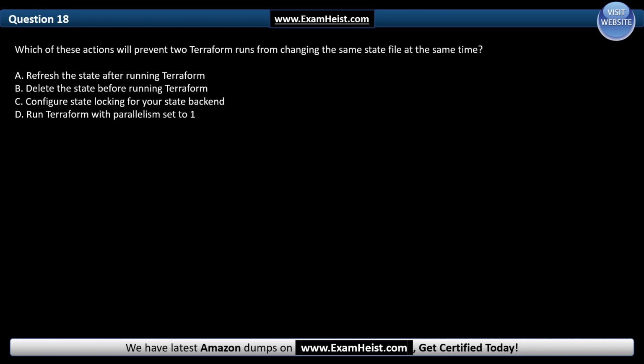Question 18. Which of these actions will prevent two Terraform runs from changing the same state file at the same time? The correct option is C. Configure state locking for your state backend.